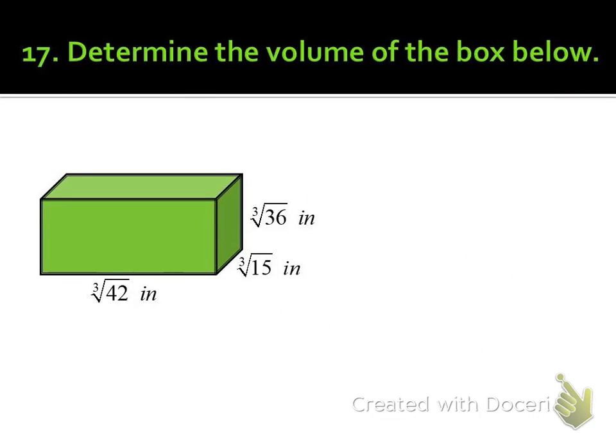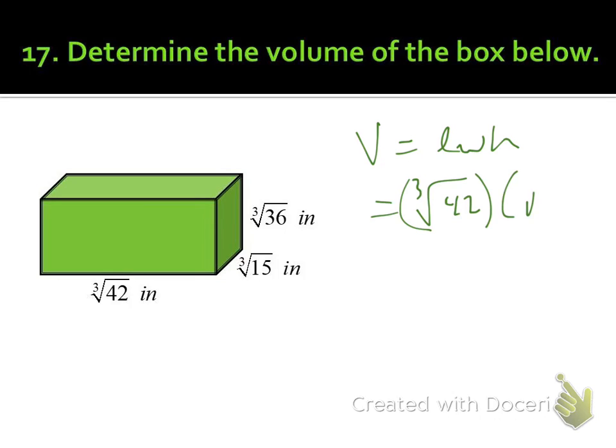Here's another one, right? Volume. How do you find the volume of a box? Well, it's length times width times height. We just multiply those 3 measurements. The length is the cube root of 42. The width is the cube root of 15. And the height is the cube root of 36. So we're going to multiply all of that together. Highly recommend, because 42 times 15 times 36 is a crazy big number, try to simplify your radicals first.